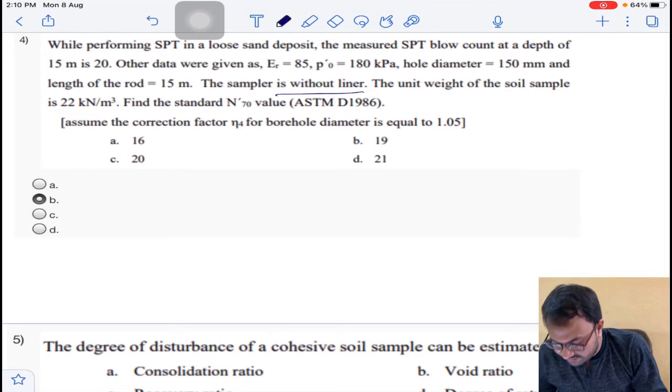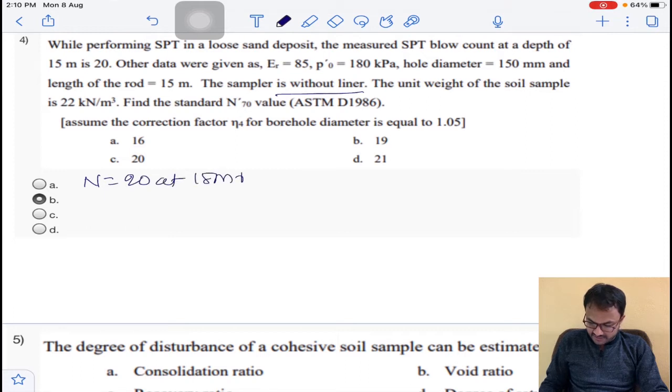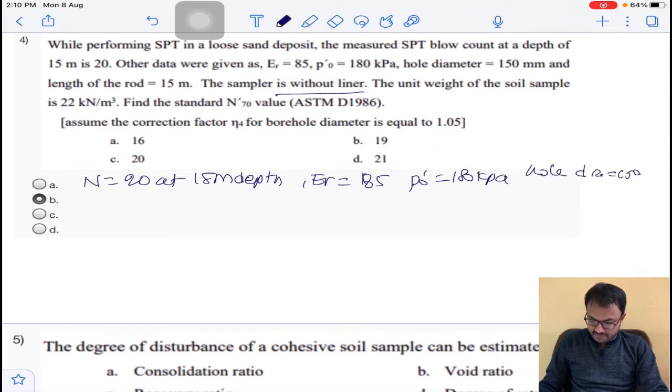Find the standard N70 value. Okay, so I just explained the content required for this question. So just listen carefully. First of all, we read the given data. N is equal to 20 at 15 meter depth. He has given ER is equal to 85 and P0 dash is equal to 180 kPa. Hole diameter is equal to 150 mm, length of rod is equal to 15 meters, and gamma is equal to 22 kilonewton per meter cube.